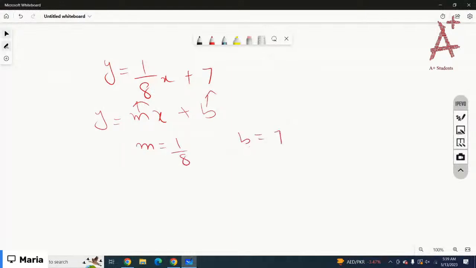Got it? The y-intercept is the point where the graph is touching the y-axis. So it would be x is 0 and y is 7. Let's plot the point on the graph first. It is (0, 7).